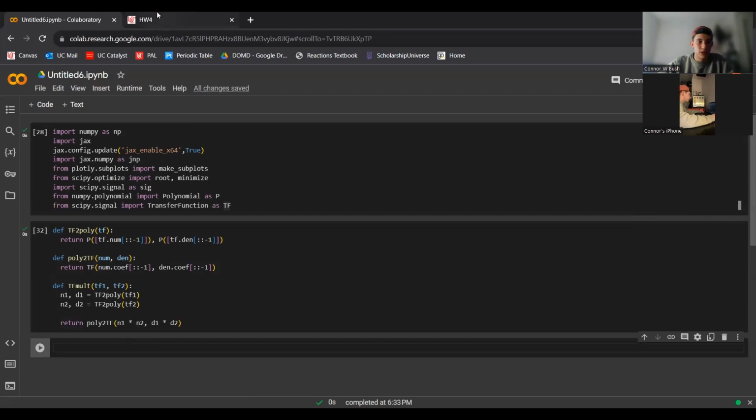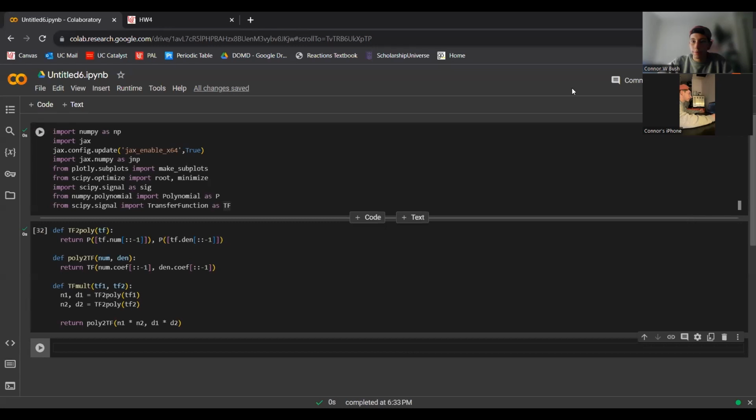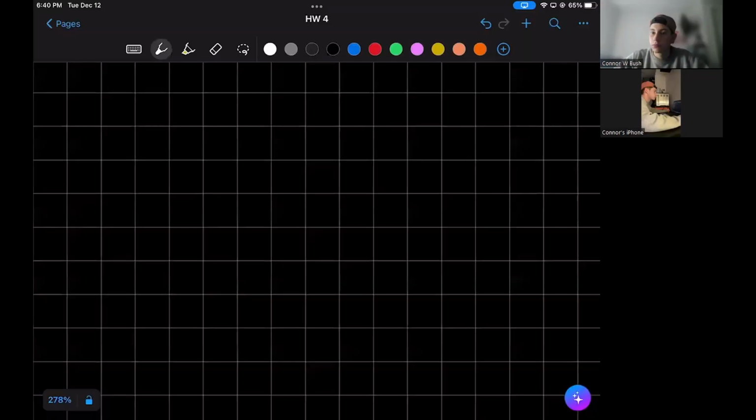And then we can now jump into what we want to derive as a transfer function for a PID controller. So I'm going to hop onto my iPad really quick. Okay, so now we want to get the transfer function for a PID controller. So we're going to investigate that really quick on my iPad here. So there's three components: the proportional component, the integral component, and then the derivative component, so PID.